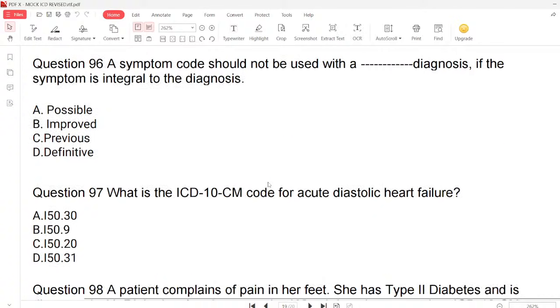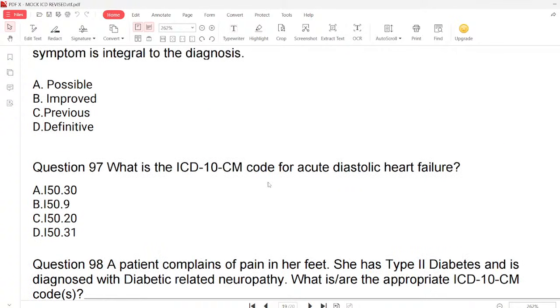Okay, let us check the 97. What is the ICD-10 code for acute diastolic heart failure?